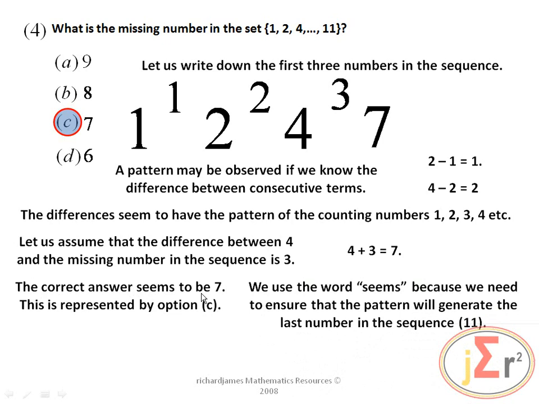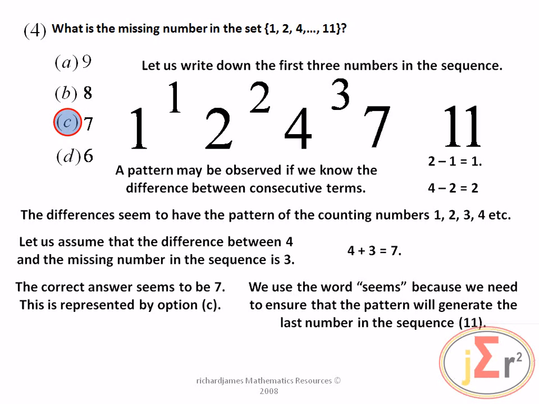We are using the word seems because we need to ensure that the pattern will generate the last number in the sequence. Therefore, we have a number right here which is 11. If we continue the pattern 1, 2, 3, will the next number in the sequence be 11? If so, then the pattern that we have developed is actually correct, and we may leave our answer as 7, which is represented by option C.